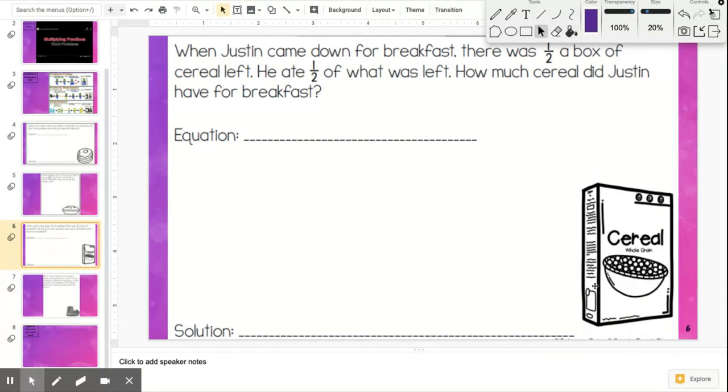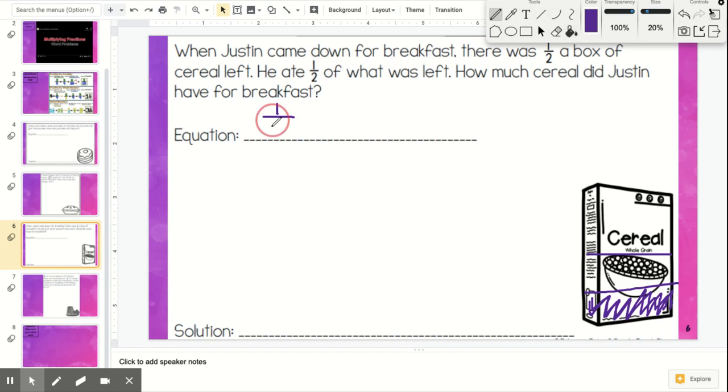Okay, so if you think about this, here's our box of cereal. It's saying when he came down for breakfast, half of this box was left, and then he ate half of that. So essentially, this is how much of the box he ate. Now, if you look at my picture, some of you might already know the answer just by looking at the picture, and you wouldn't even have to do the multiplication. Let's do the multiplication to see what we came up with.